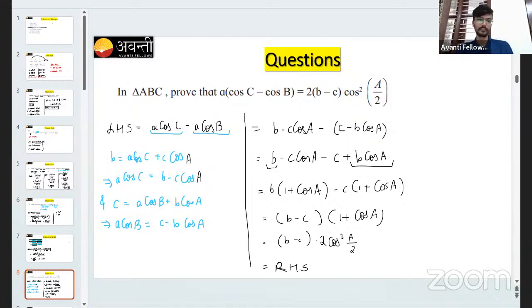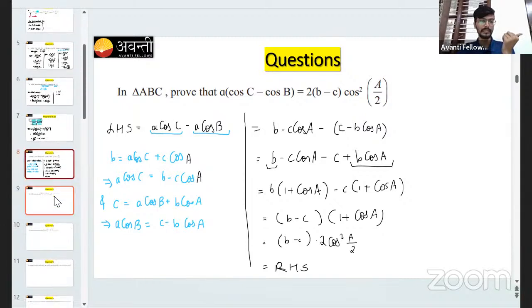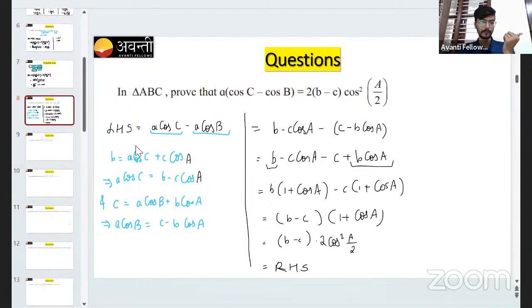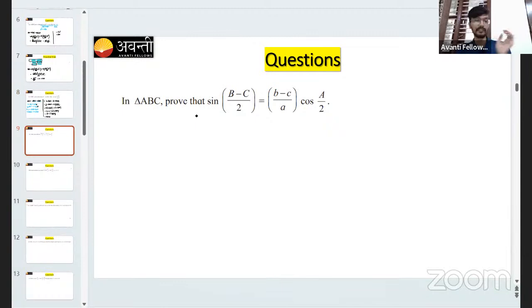So this is a very good example of using the projection rule. How do I spot the projection rule? By seeing the pattern: A cos C, A cos B. Got it? Let's move on to the next question. This one is a very good question. Nice question. We can mark it as star.